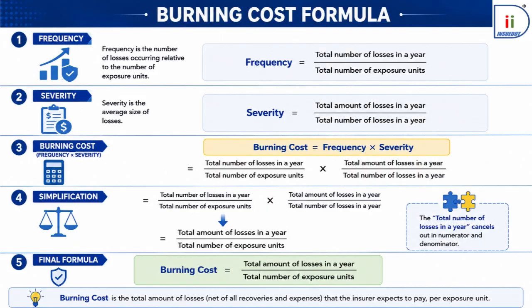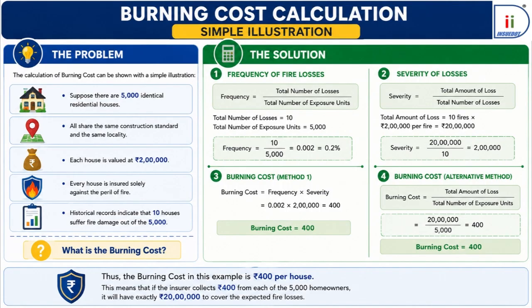Let's anchor this math to a real-world scenario so you can really see it in action. Imagine we have a group of 5,000 identical residential houses. Same construction standard, same neighborhood.